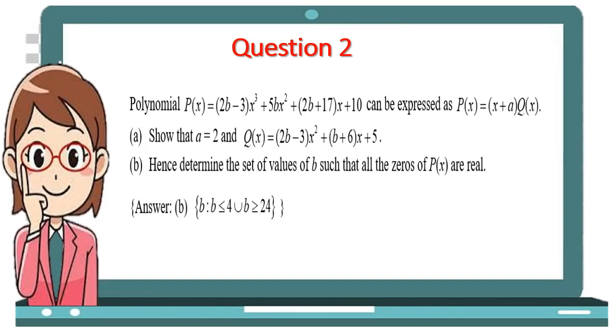Question 2, we are going to solve for a polynomial which can be expressed as x plus a, q(x). So that means this will be the divisor and there is no remainder. Okay, so we are going to show that a equals 2 and the value of q(x) is as shown. And then we determine the set of values of a such that all the zeros of p(x) are real numbers.